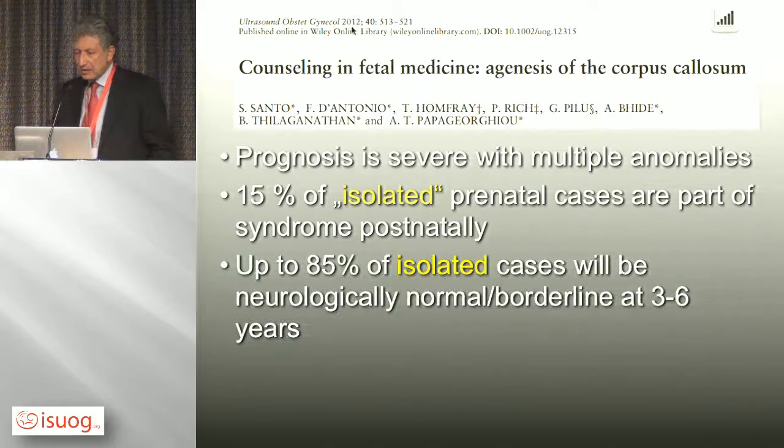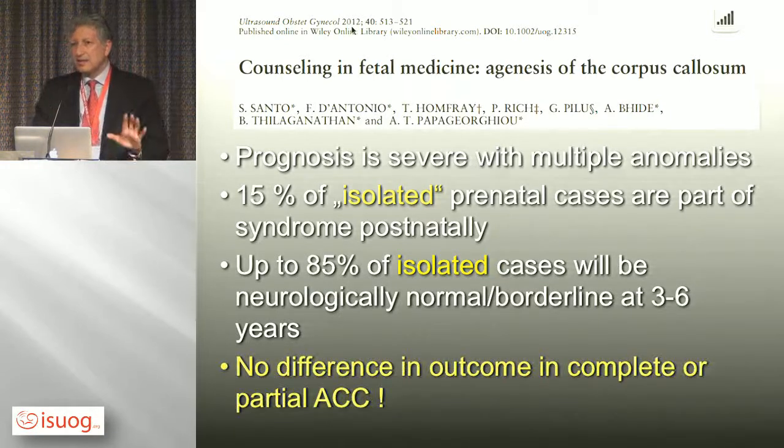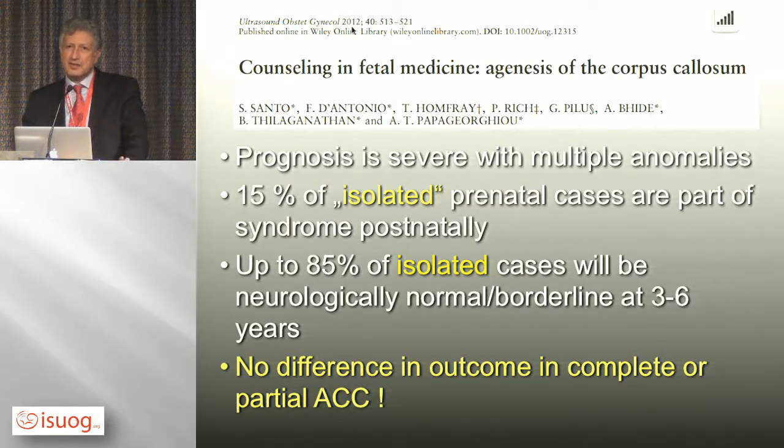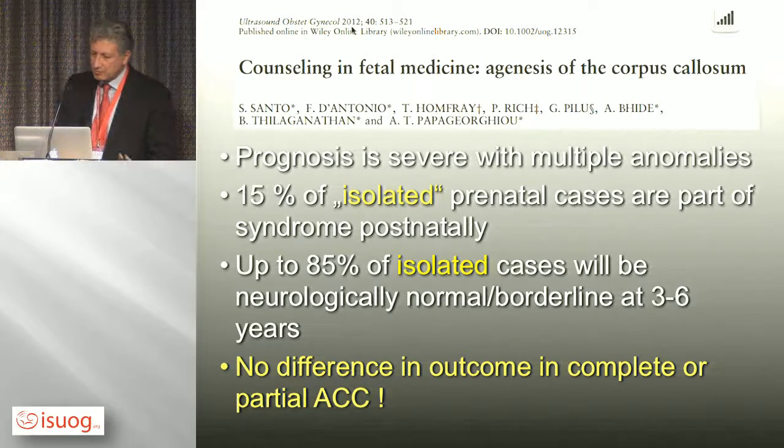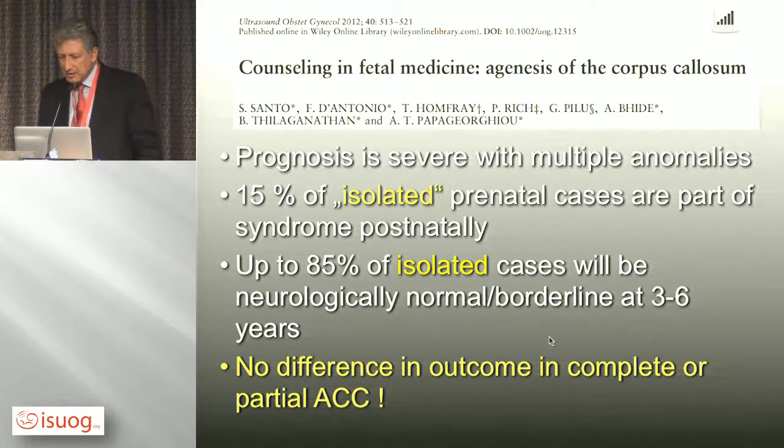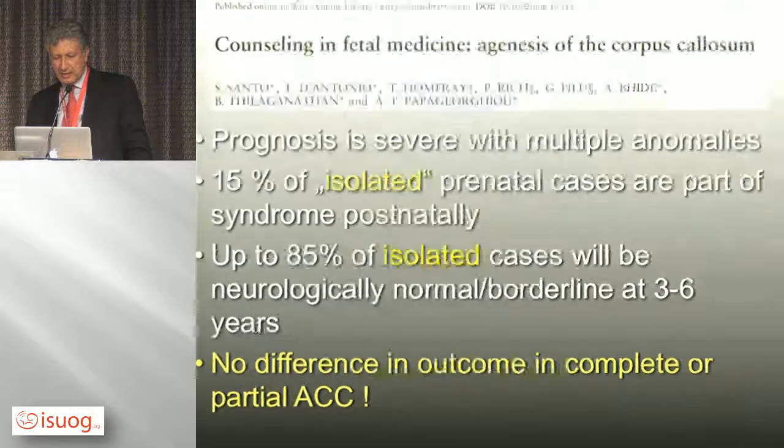The so-called isolated cases will be neurologically normal or borderline at 3 to 6 years of age. And this is a very important message. Please listen carefully to it. It seems that there is no difference between complete and partial agenesis. I very often get a second opinion saying, but I'm sure there are at least some fibers and so on. There are even data showing that the partial agenesis are rather the syndromic group. And it's not enough to have some fibers crossing over to say, well, it could have some good impact. This is why it does not play a big role to have a complete or partial, probably better to have a complete without anything else.